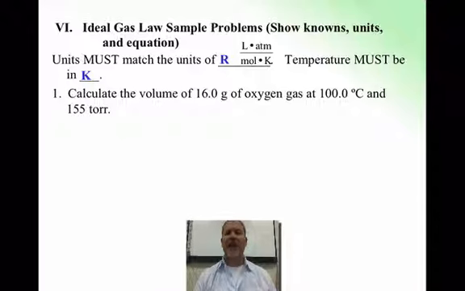Liters times atm divided by moles times Kelvin. And remember, temperature must always be in Kelvin. So here's our problem. Calculate the volume of 16.0 grams of oxygen gas at 100 degrees Celsius and 155 torr.